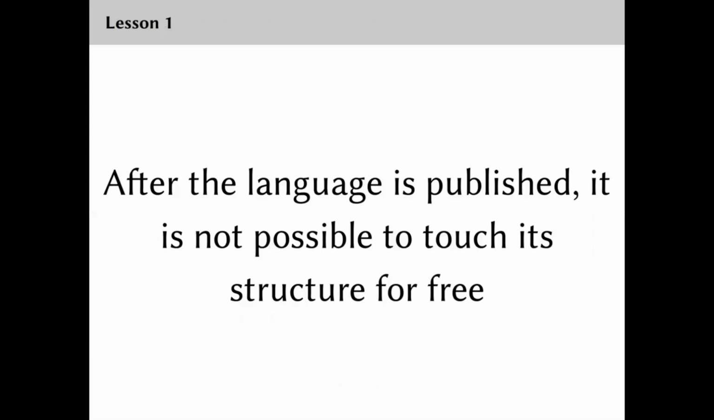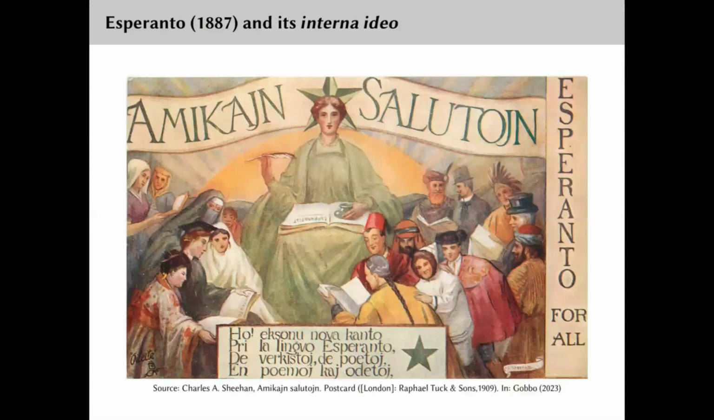So lesson 1 is, after a language is published, it is not possible to touch its structure for free. If you want to change the structure, what is the structure? The pronouns, the verbal system, prepositions, and so on, not just the lexicon. You cannot do that for free. Because if you do that, most probably you split the community in two. And if the community is small, you risk killing the language, in a sense. So lessons 2 and 3 come from Esperanto.